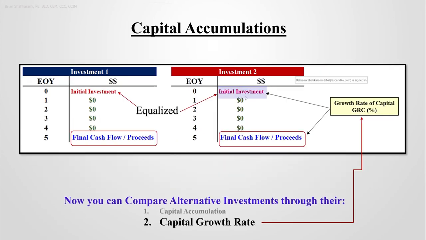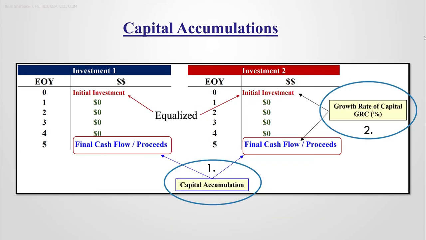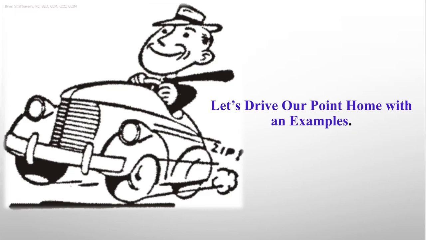Once you have an initial investment and your accumulated capital, then it would be easy for you to figure out what the growth rate of this capital is from a percentage standpoint, as opposed to using the internal rate of return. So in summary, we'll have two things here. One, the capital accumulation, and two, the growth rate of our capital, or GRC. As always, let's drive our points home with an example.